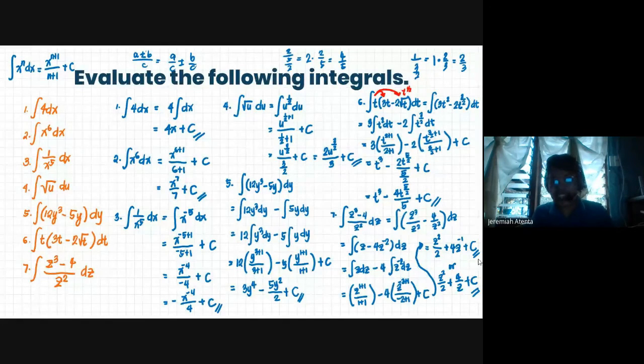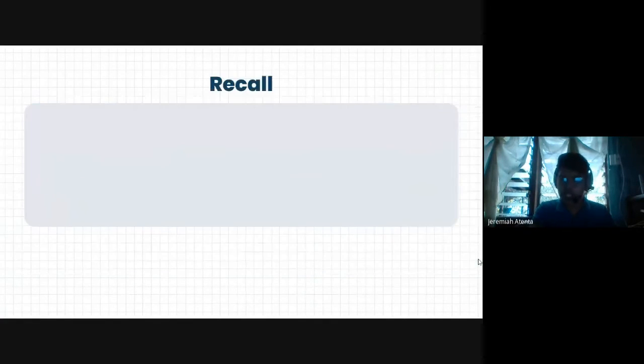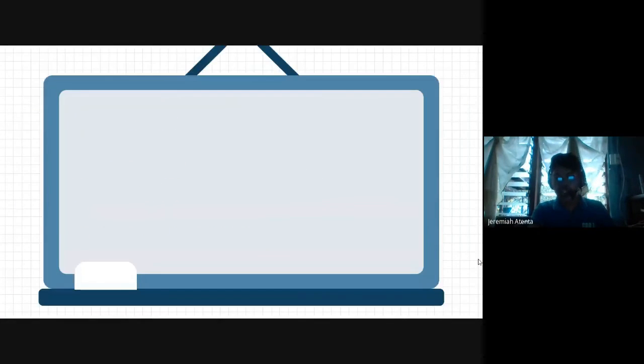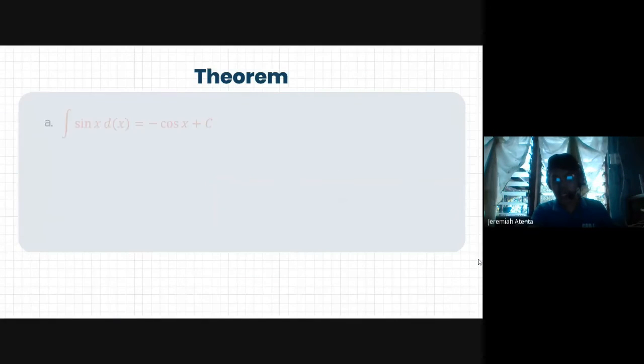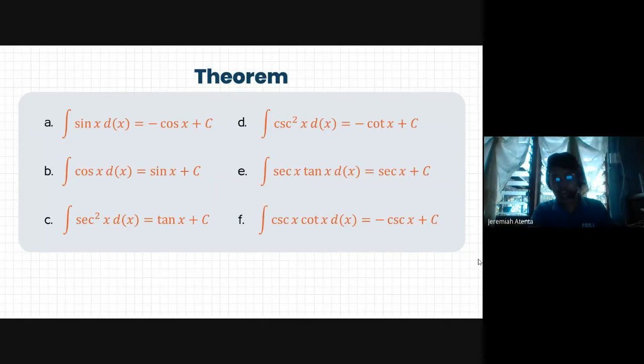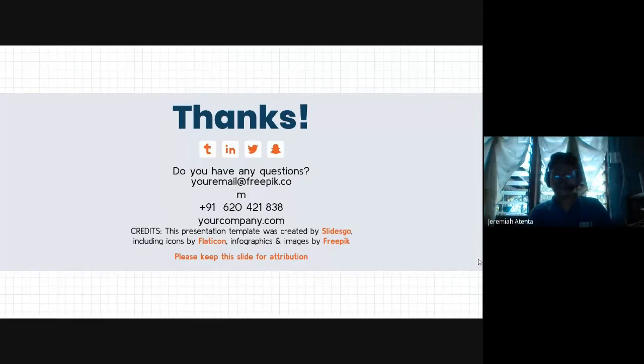Okay, and I think that ends our lesson for today. Now, next meeting, you will have the next antiderivatives for exponential logarithmic functions and also for trigonometric functions. Ayan. Medyo marami sila, oh. Maraming theorems yan. Okay. So that's it for today. If there is no more questions, clarifications, I think we are going to end this one here.